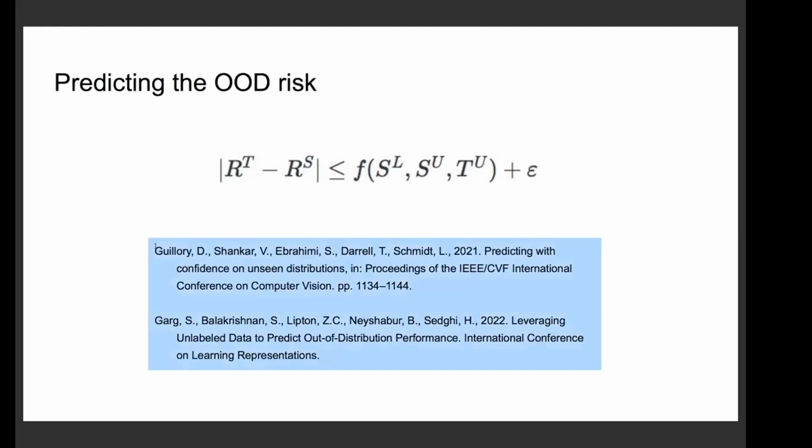I've mentioned just two methods. Both are very recent, one from 2021, and the second is going to be published at ICLR this year. Both are not using labeled data from the target distribution. And they are both using confidence, so they are confidence-based methods, using the confidence in the output of the network.